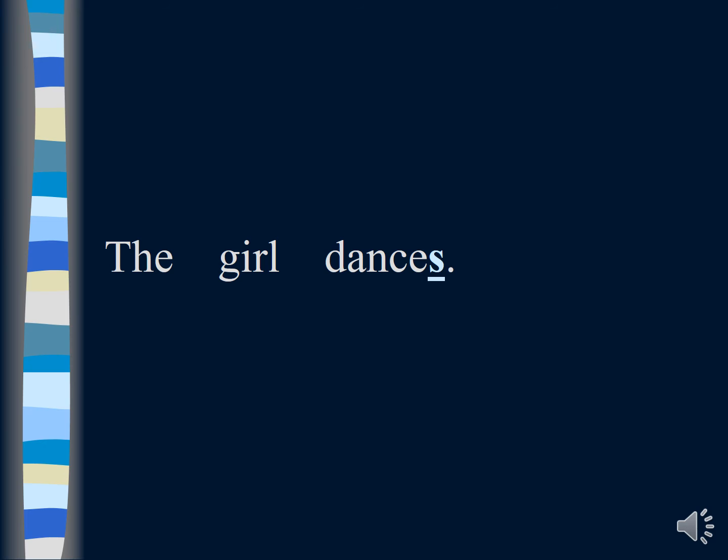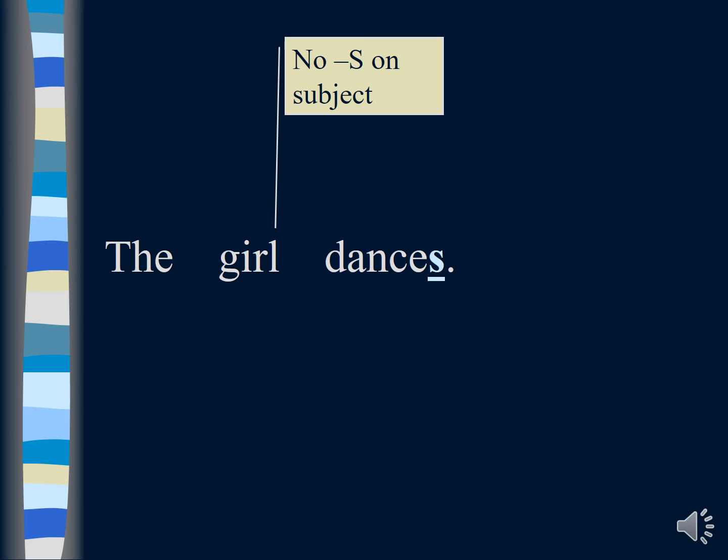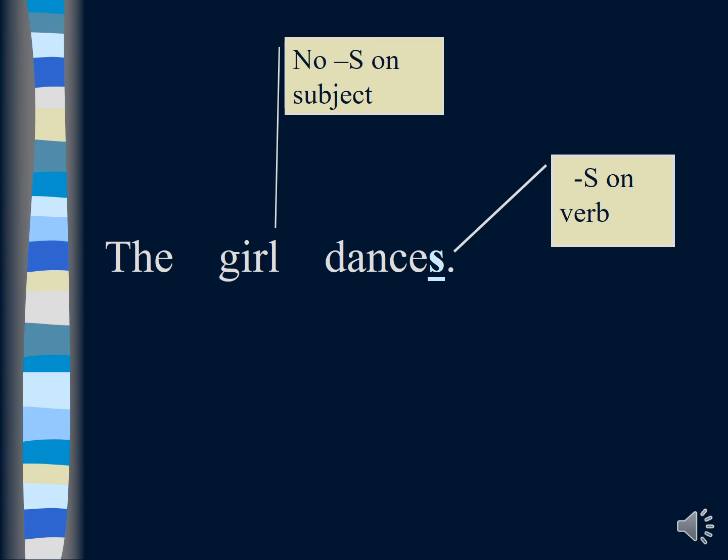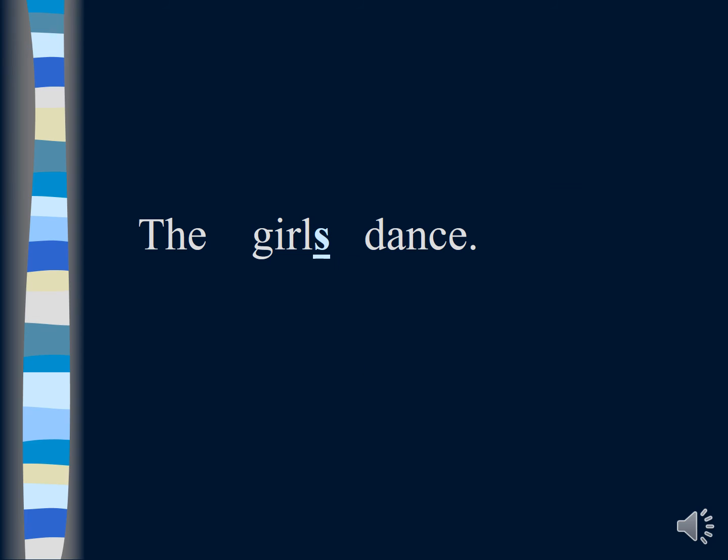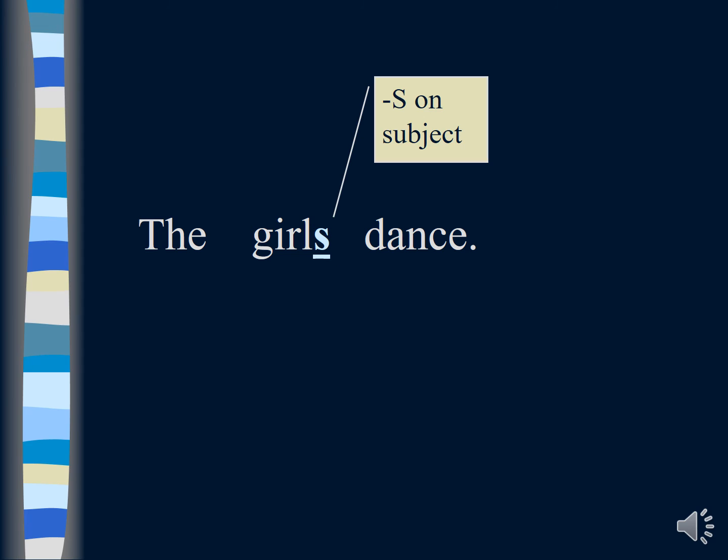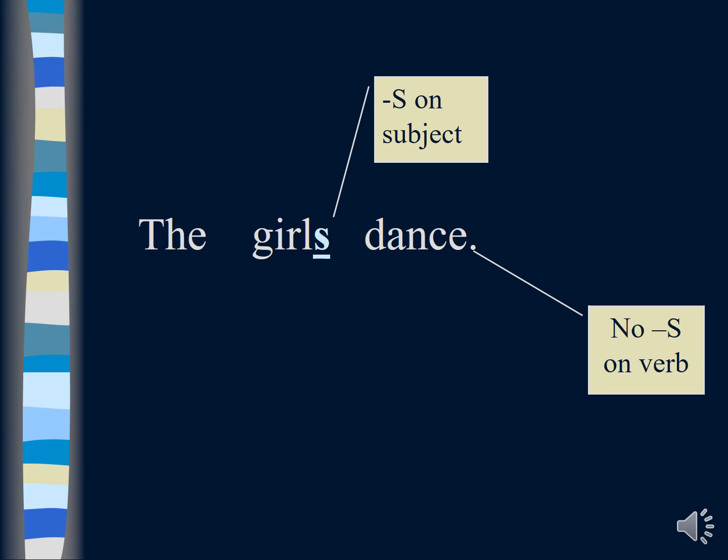Look at these examples. The girl dances. So the subject here doesn't have an s. Therefore, the verb will have. The girl dances. And the girls dance. The subject girls has an s in it, therefore the verb will have no s at the end.